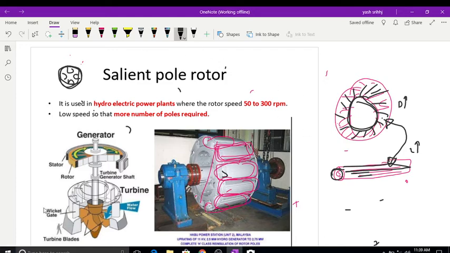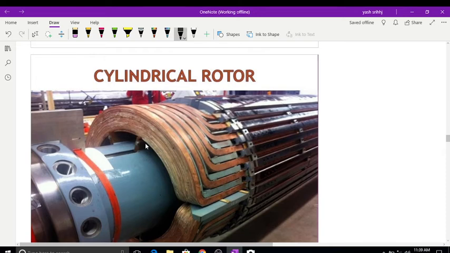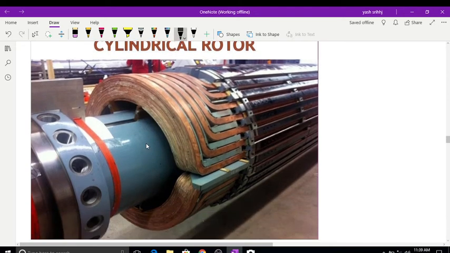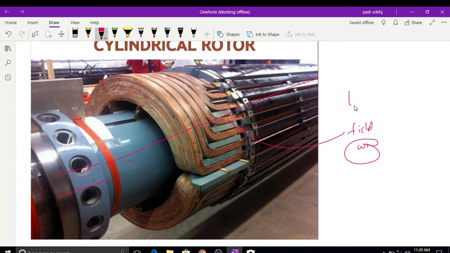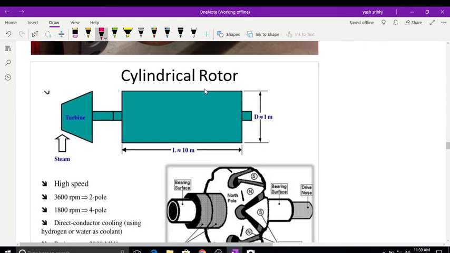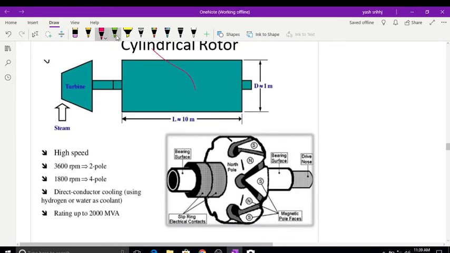So this is all about the salient pole alternator, and you can see the cylindrical rotor here. In the cylindrical rotor you can also see the slip rings available here, and through these slip rings this is the field winding. The field winding is like this. Look at the length, you can see the length is more. This is the axial length. For this large length, a large length of coils is placed. So here is the cylindrical rotor information.